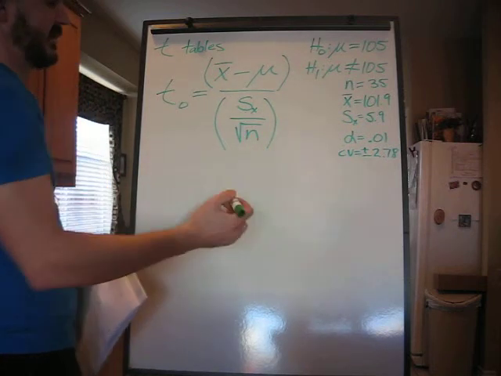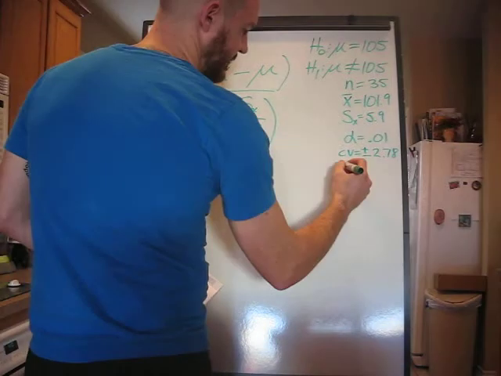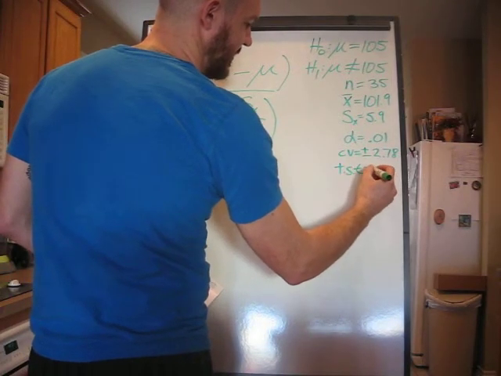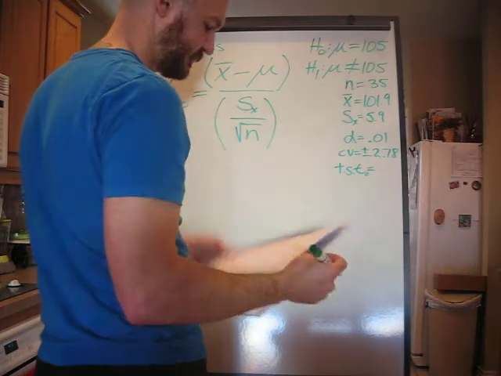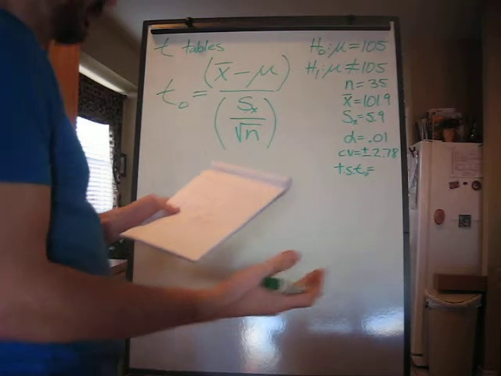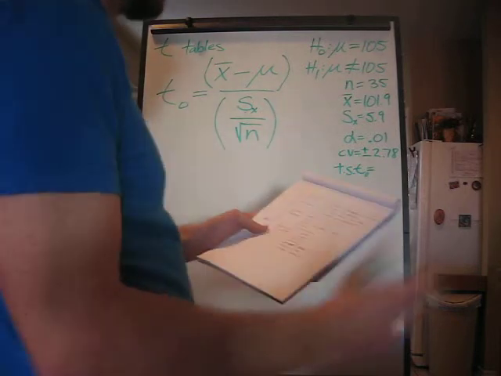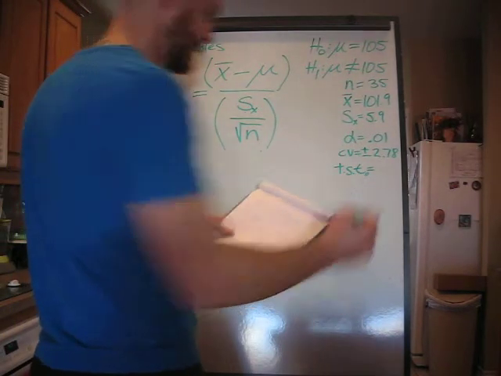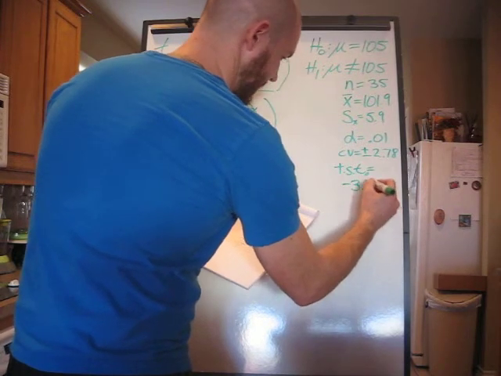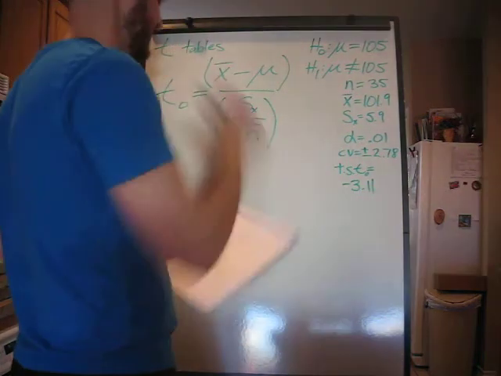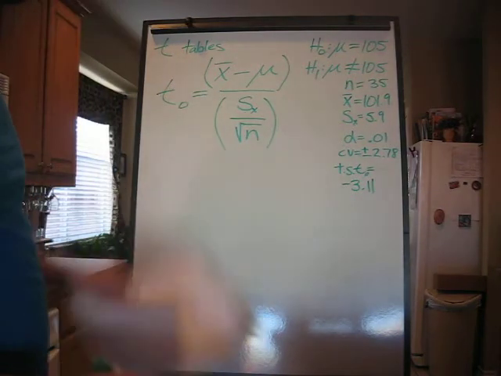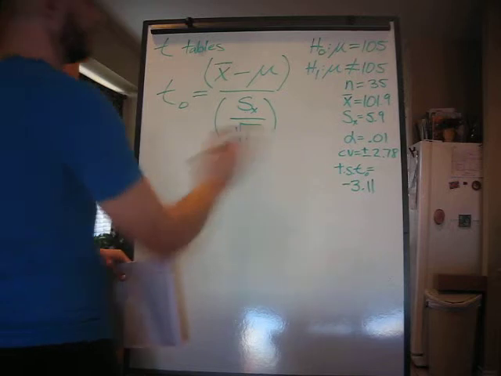So that gives us our t-value. Test statistic T naught equals negative 3.1084. That's already rounded, but I'm going to round it even more to save some space. So negative 3.11. It's not going to matter in this case. So that's your equation. I'm going to erase that now.